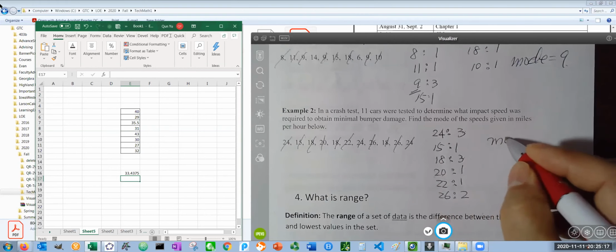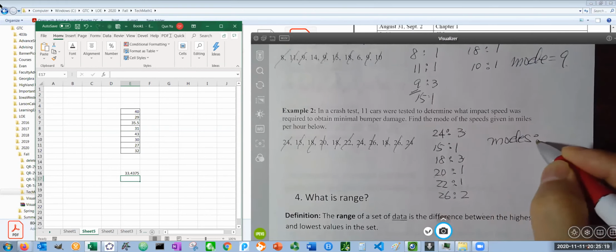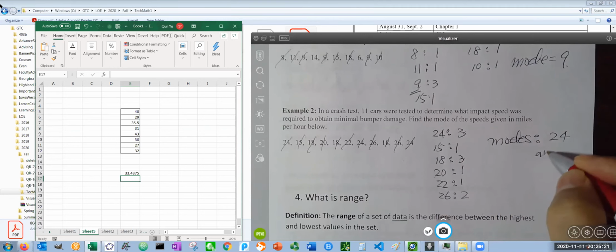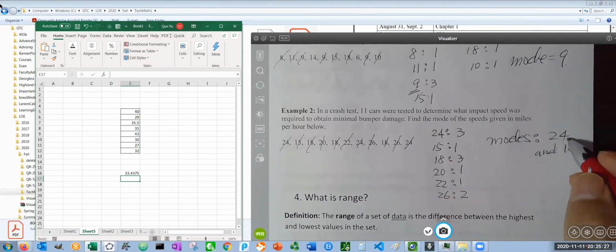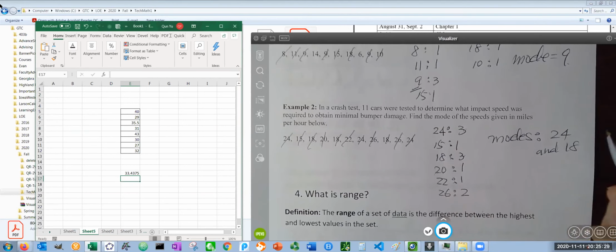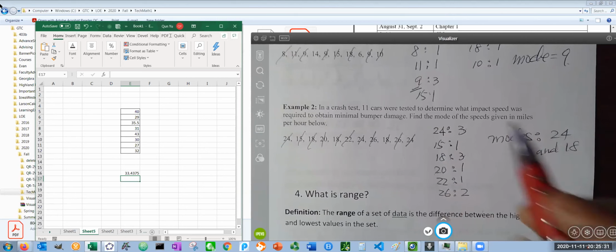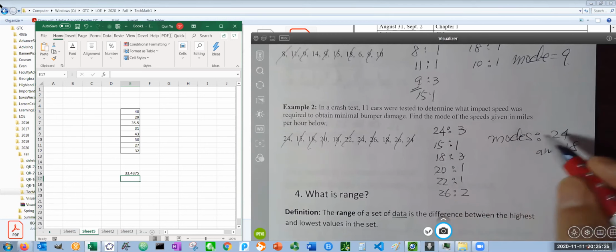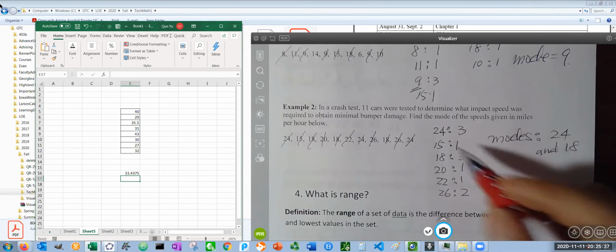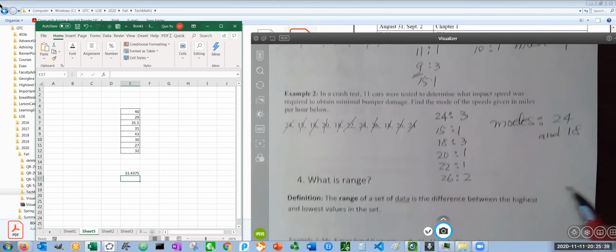So it's 2 modes, 24 and, oh, I mean 18. So the 18 is 3 times, 24 and 18. You don't do any calculation between these 2 because mode represents a specific number in the data set that occurs most frequently. So that number has to exist. So this is 18 and 24.